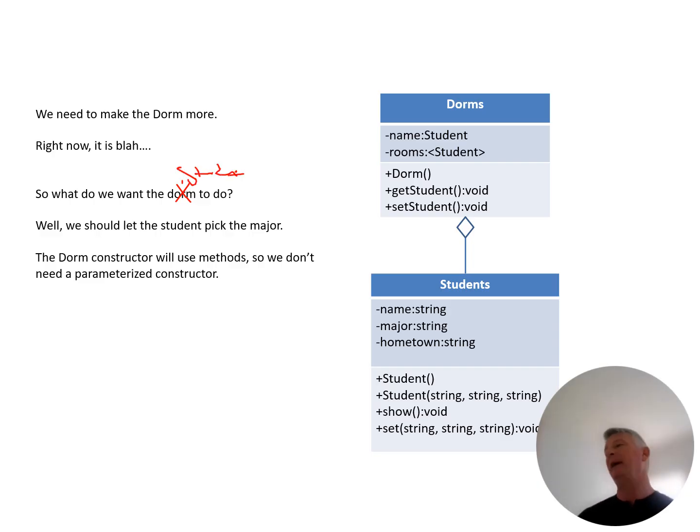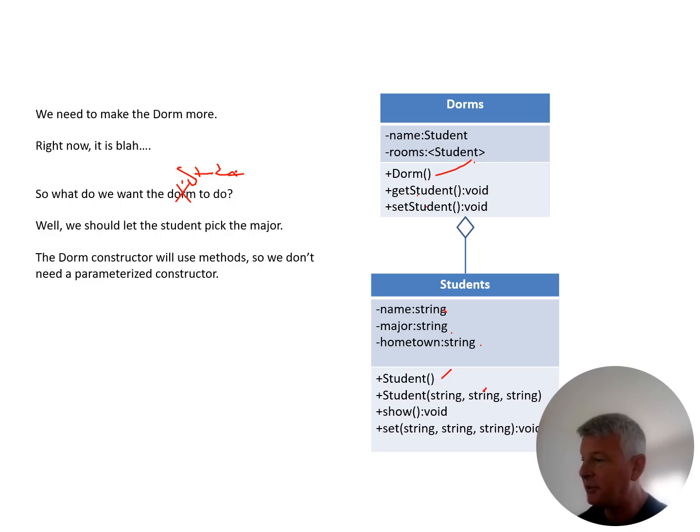So now we have dorms, which is going to have our students and then our rooms. Constructor, and then get students and set students. That's what it does. It gets students and then it adds students to the array list, and then it gets set students. Here we have string, string, string. These are all private.